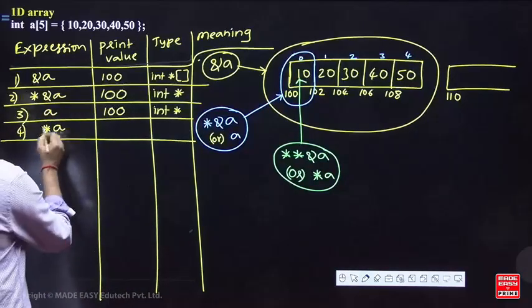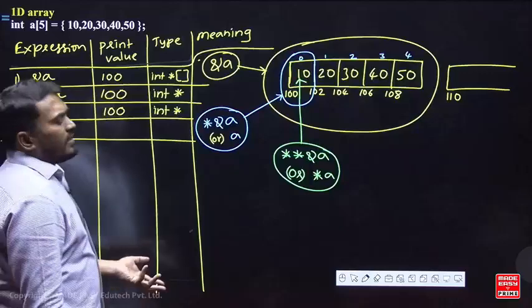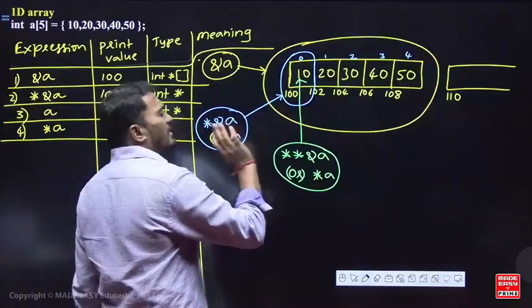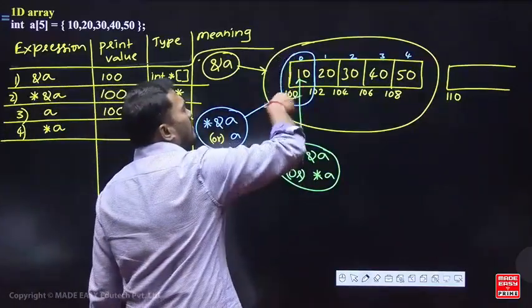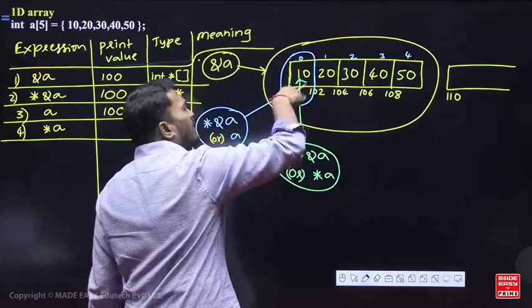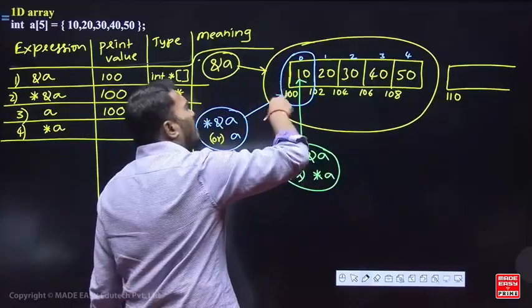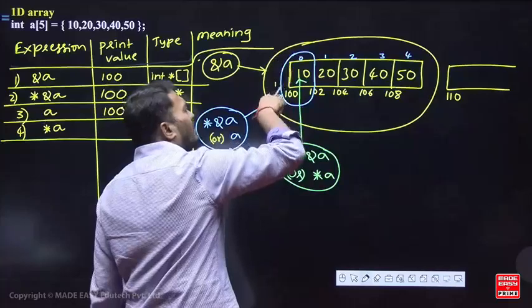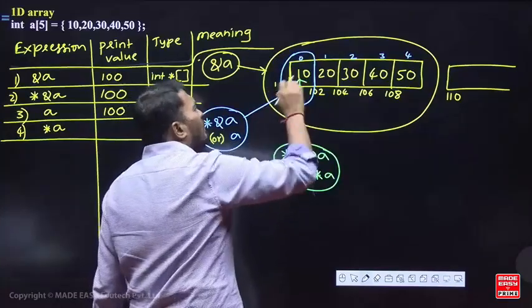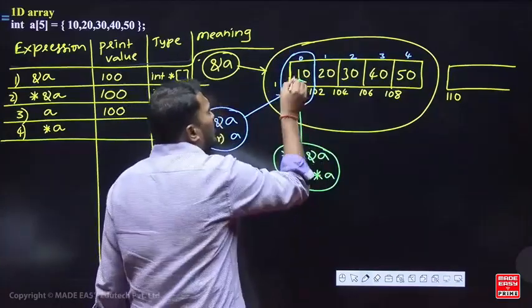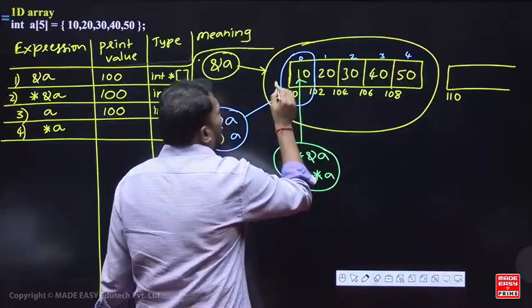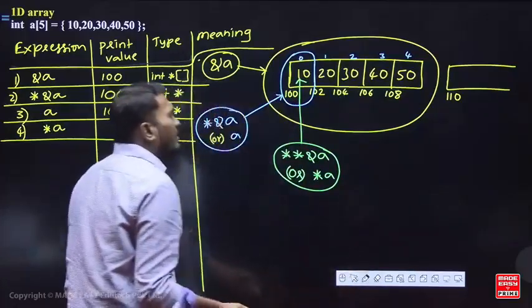Now look at star A. Tell me, A means what? Listen carefully. A was pointing to the 0th element. If I apply star here, you go inside. Go inside means value. You are pointing to the value here, so the value of the 0th element of the array.